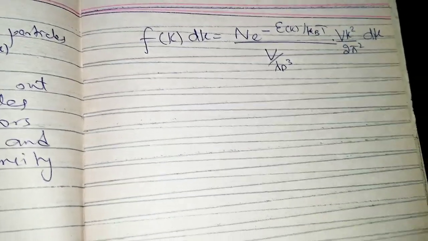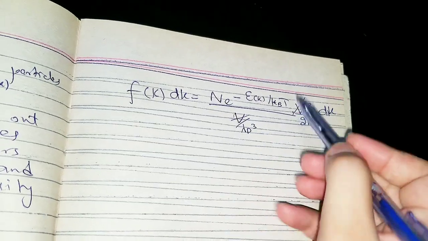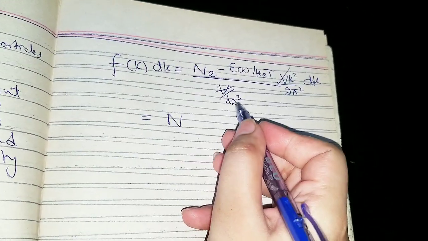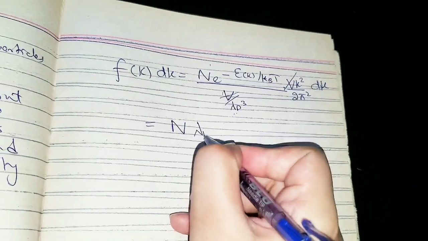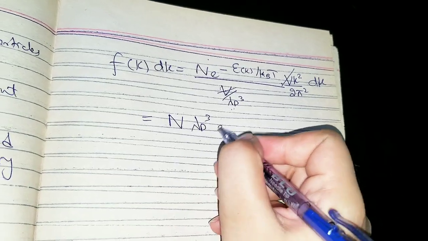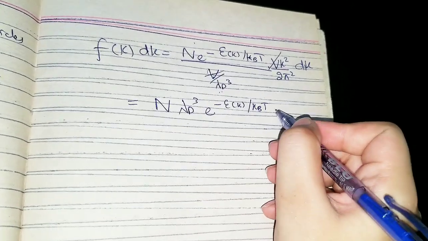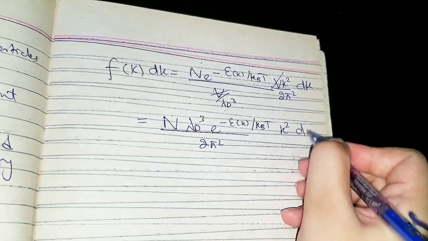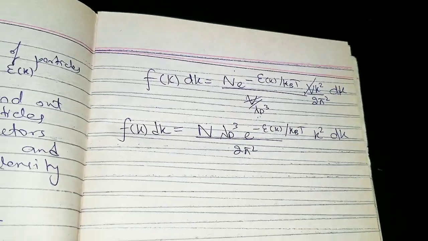So yeah, let us simplify it. This volume V and this volume V just get cancelled out, and we are left with N. This lambda D cube is in the denominator of a denominator, so it comes right here in the numerator. So N lambda D cube, where D is a subscript, it's not actually a power. This remains the same, k square and 2 pi square here, dk. This is the probability distribution function so far in terms of wave vector.